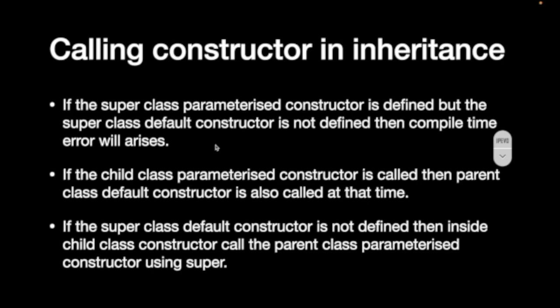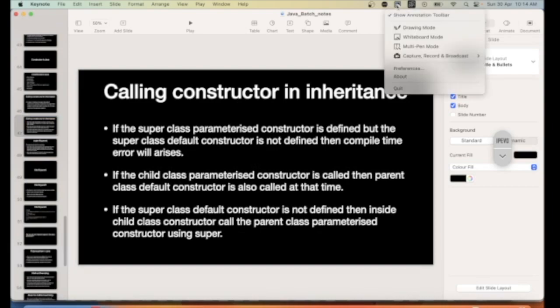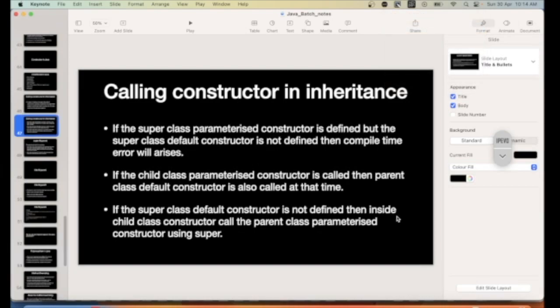Then if the child class parameterized constructor is called, then the parent class default constructor is also called at that time. This point we already discussed in the session from the day before yesterday. So if we have the child class parameterized constructor and we are calling that parameterized constructor, then automatically, let me just open this one in drawing mode, so that we can explain here, just to revise, maybe for the students who were absent.